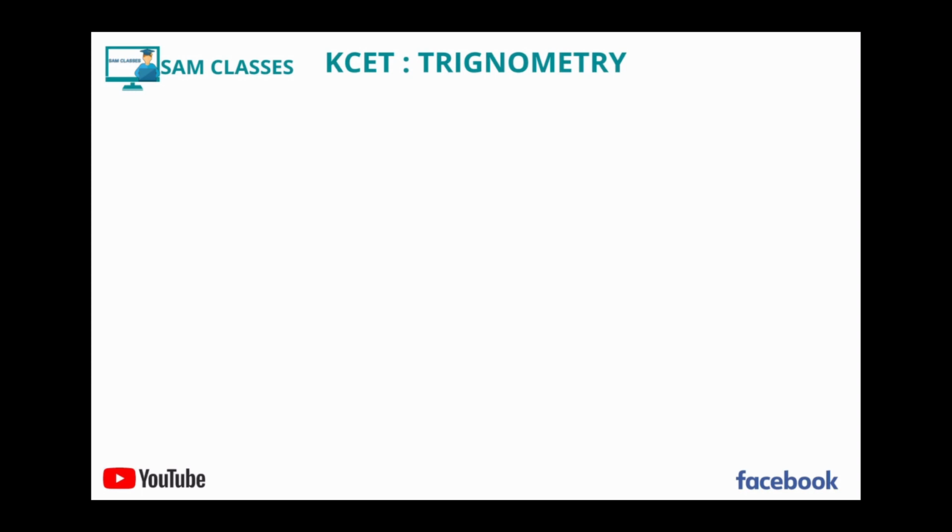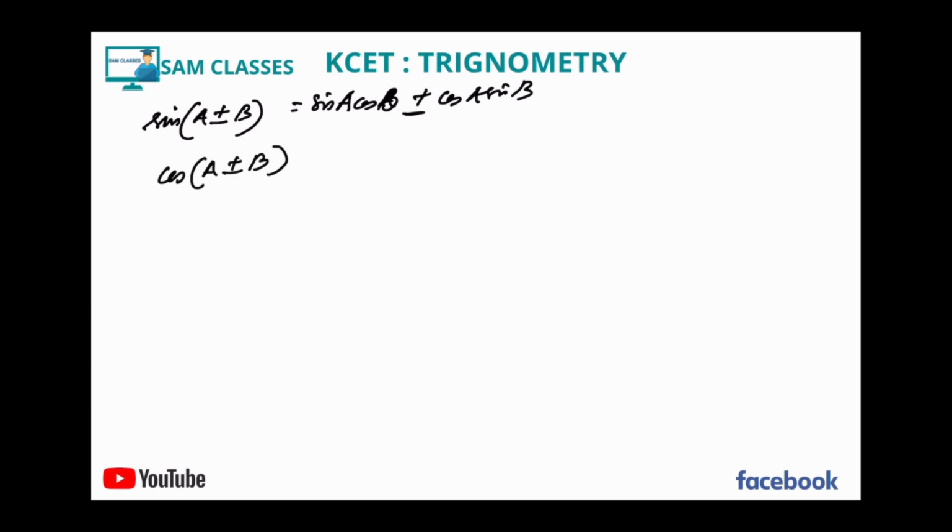First thing is the sum or difference formula. So let's see the sum and difference formula. First, sine of a plus minus b. That is equal to, we know, sine a cos b plus cos a sine b. Now if a minus is there, then sine a cos b minus cos a sine b. Now what about cos of a plus b?